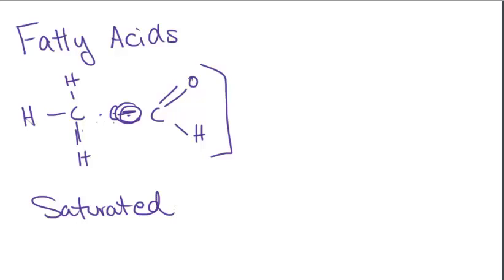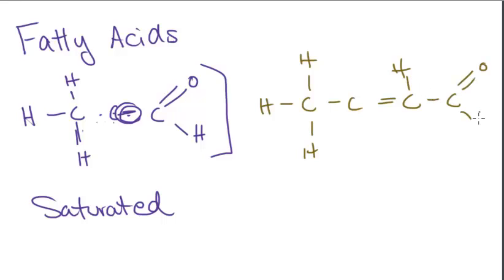An unsaturated fat has a double bond in that area, so you'll see a hydrocarbon again. That'll go on. And then there'll be a double bond right here. And then we'll see the carboxyl group, as is in every fatty acid. And this is unsaturated.